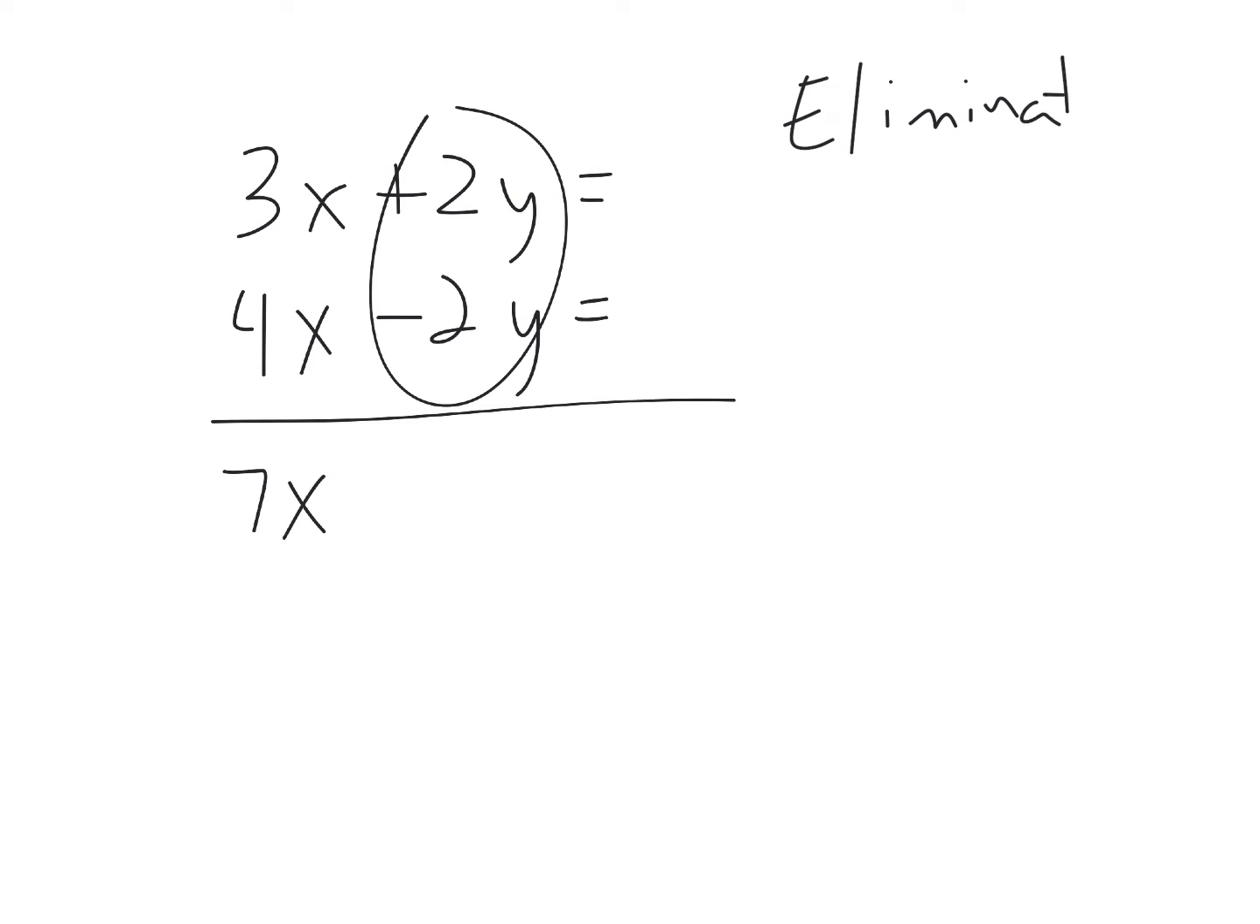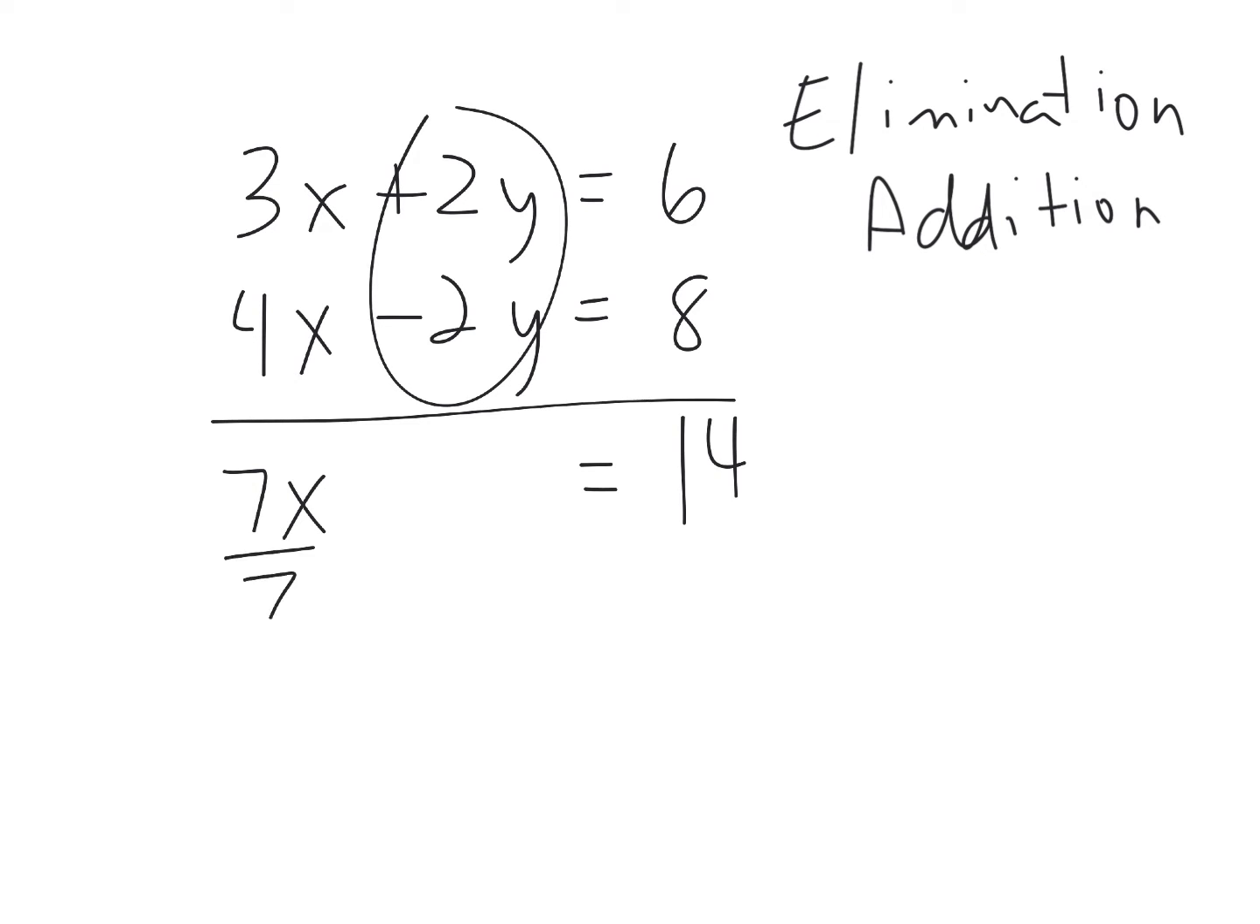And it's also called the addition method, okay? Because we're going to add the two equations together to eliminate one of the variables. And so whatever this equals, let's say that I added that up and it was, just for giggles, let's say it was 14, right? So then divide by 7, so x is now 2.